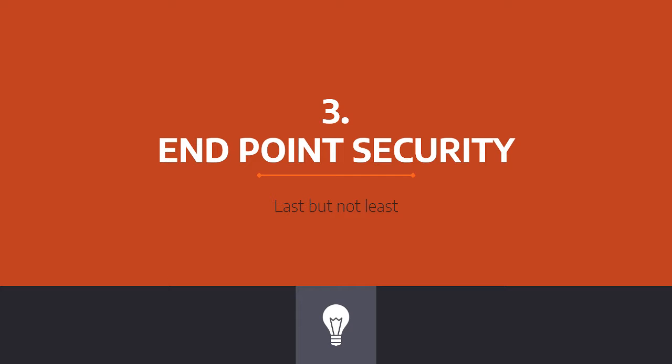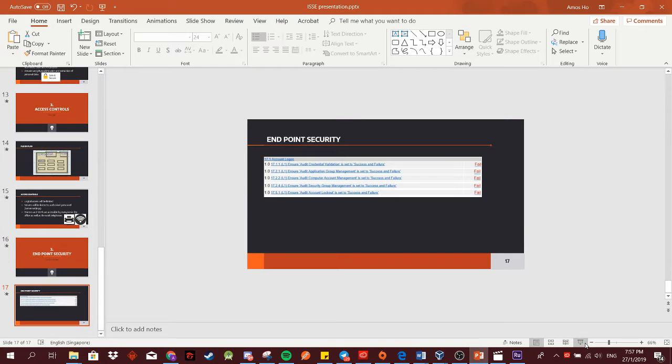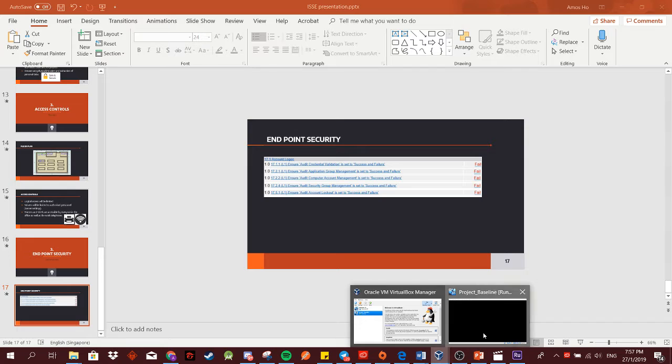So last but not least, I'll go through the endpoint security. So right now, these are the 5 settings that I've chosen that I deemed as the most important to have in a secure workplace environment, and network security as well. So first we have the audit credential validation, and so on and so forth. You can read. So I will now demonstrate how to solve this in my VirtualBox.